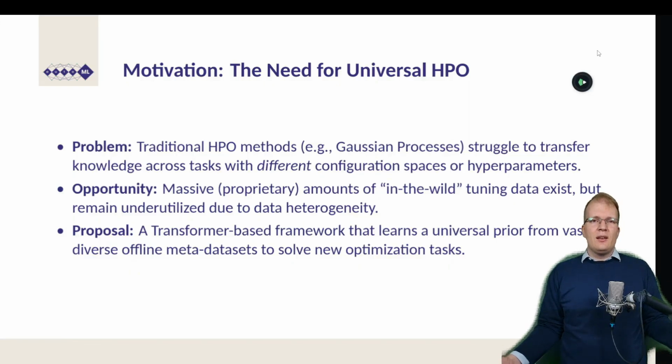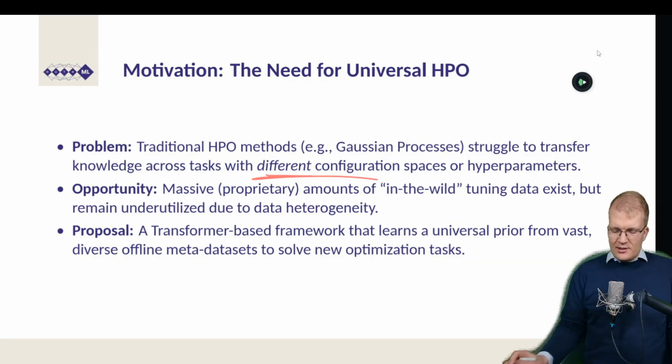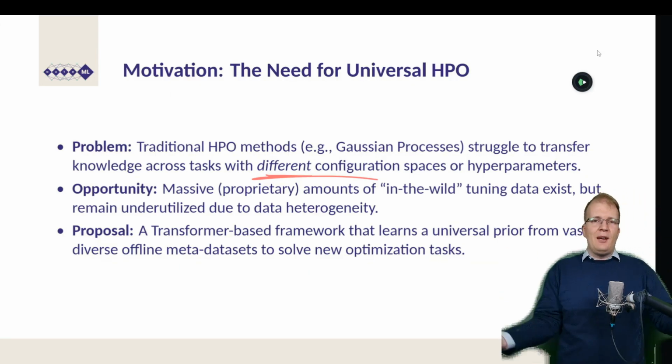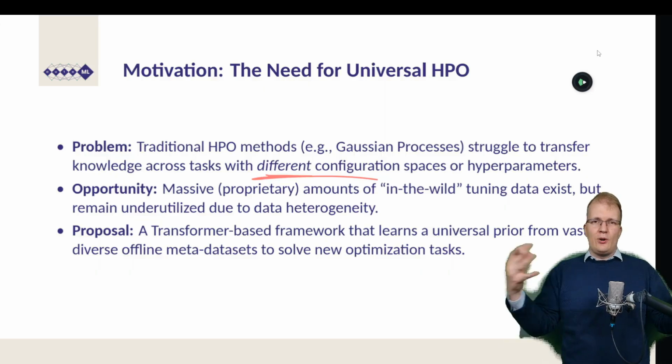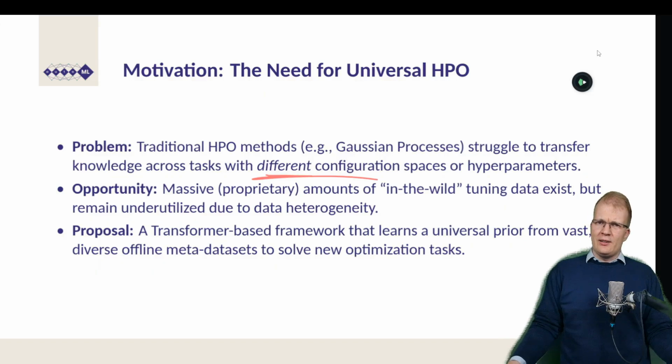The motivation is that traditional HPO methods, for example, Bayesian optimization with Gaussian processes, aim to transfer knowledge across tasks with different configuration spaces or hyperparameters. And I really would like to emphasize here, with different configuration spaces. Of course, if you're staying within the same configuration spaces, hopefully you already know what kind of warm-starting transfer techniques there are. But if we really go for other spaces, everything gets much messier and harder to do.